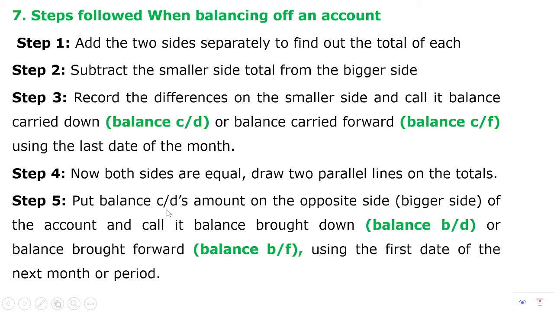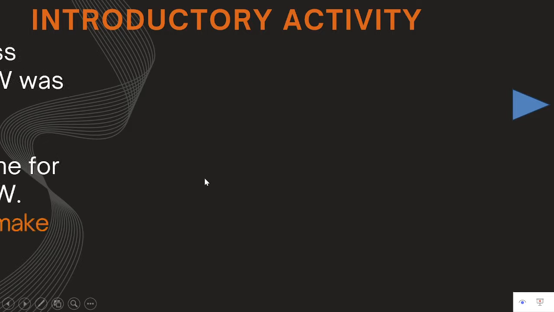Step number five, put the balance carried down's amount on the opposite, the bigger side of the account, and call it the balance brought down or the balance brought forward, using the first date of the next month or the next period.